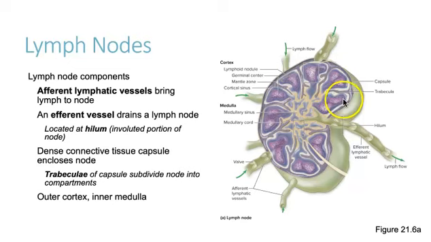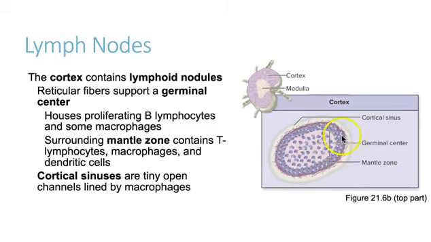And in those compartments, we're going to have an outer cortex and an inner medulla. So the cortex will be the area where we will have the lymphoid nodules. And like I said, we have reticular fibers in there, and they help support an area known as the germinal center. The germinal center has all of the best stuff in it. So proliferating B cells and some of the macrophages. And then it has a surrounding mantle zone here that's going to contain the T cells, macrophages, and dendritic cells.